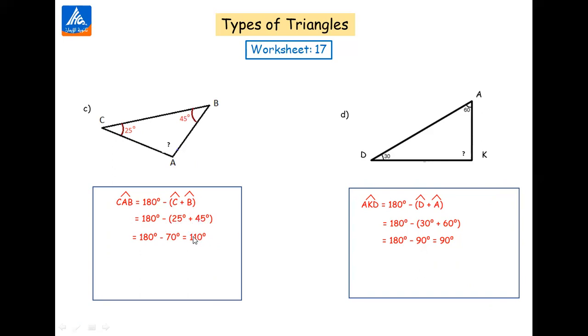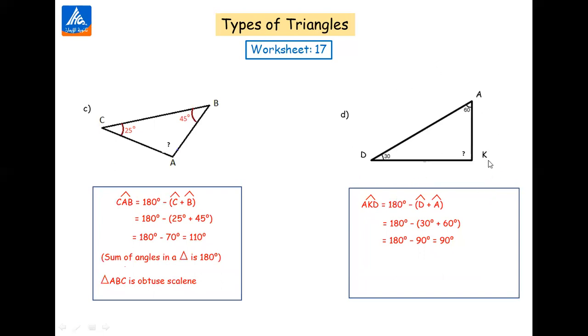And since it is an obtuse angle, we can say that triangle CAB is an obtuse triangle. It is obtuse scalene because the three angles are different. In this case, we have to get the measure of the angle K. We know that AKD is 180 minus D plus A. Why? Because the sum of angles is 180.